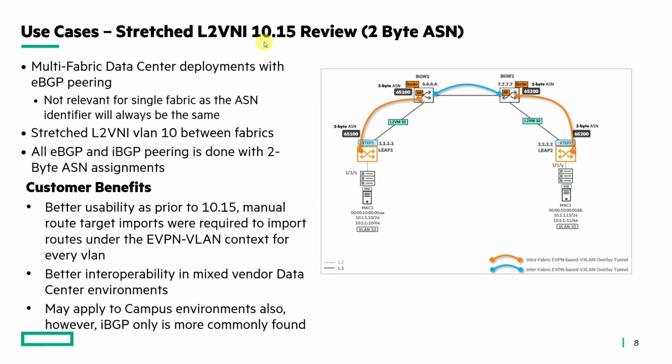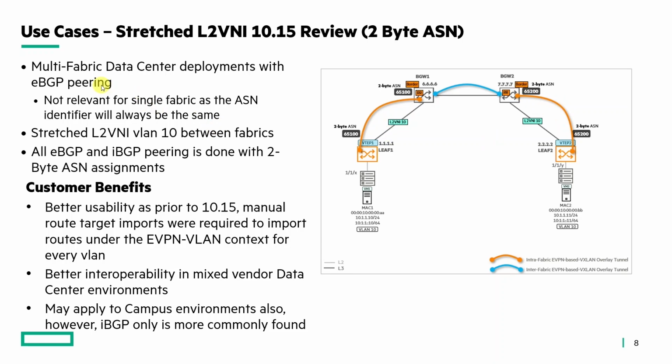Okay, so just a review with an example of what we did with the L2 VNI support for 10.15. As you can see on this right-hand side, we've got an example here with just an L2 VNI 10 that maps to VLAN 10, with two different hosts that are stretched across the fabrics, between the two borders that you see here, Border Gateway 1 and Border Gateway 2. And they represent the 2x ASN cases. So these are all 2x ASNs.